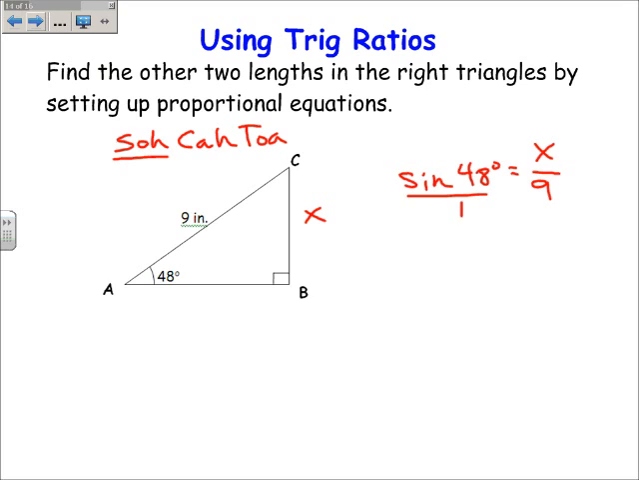Okay, put over 1 and I cross multiply. X times 1 is x. 9 times the sine of 48 is 9 sine of 48. So I grab my calculator and type in 9 times sine of 48. Okay, and I get x is equal to 6.69.